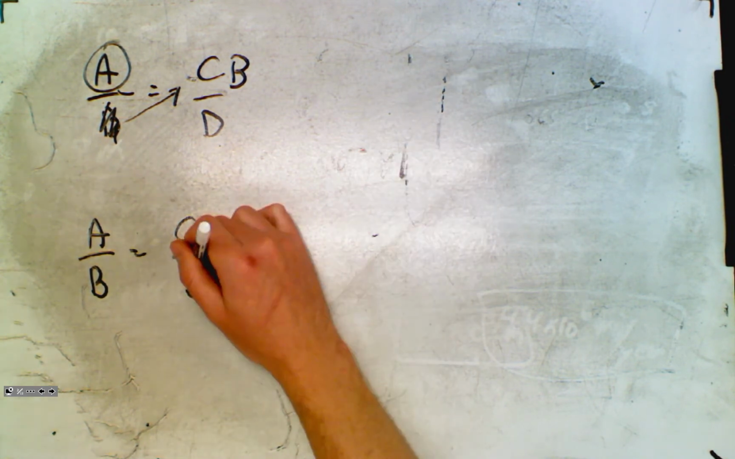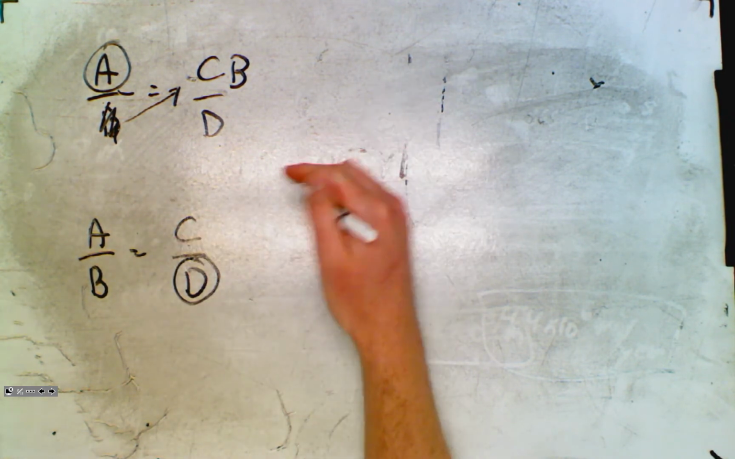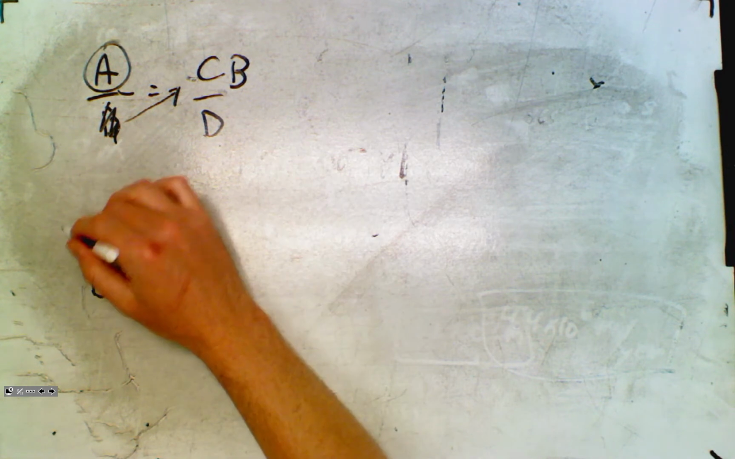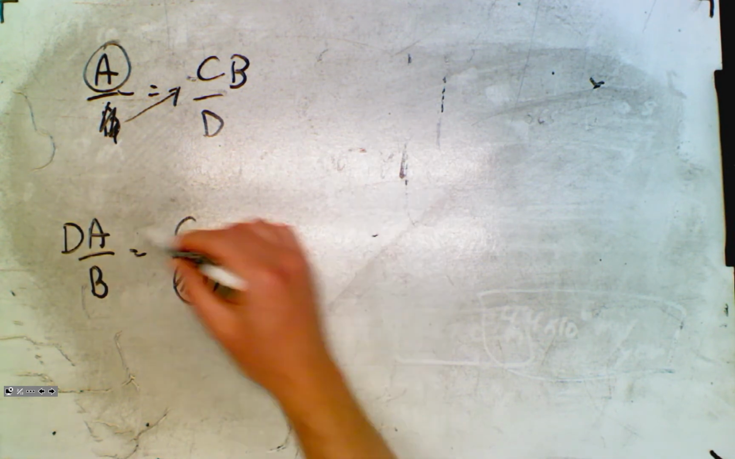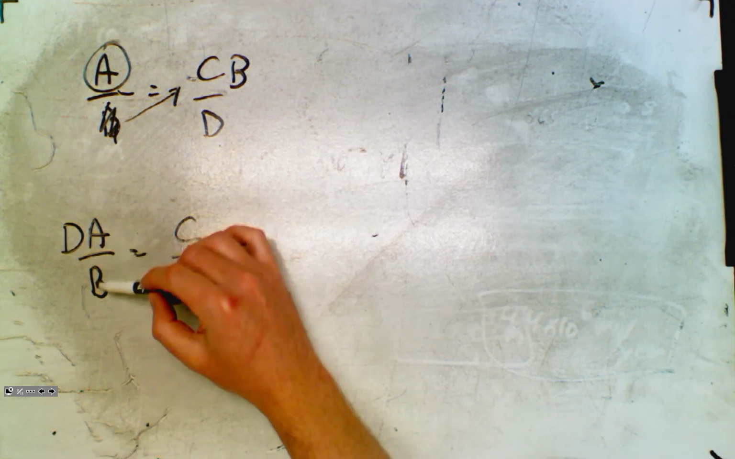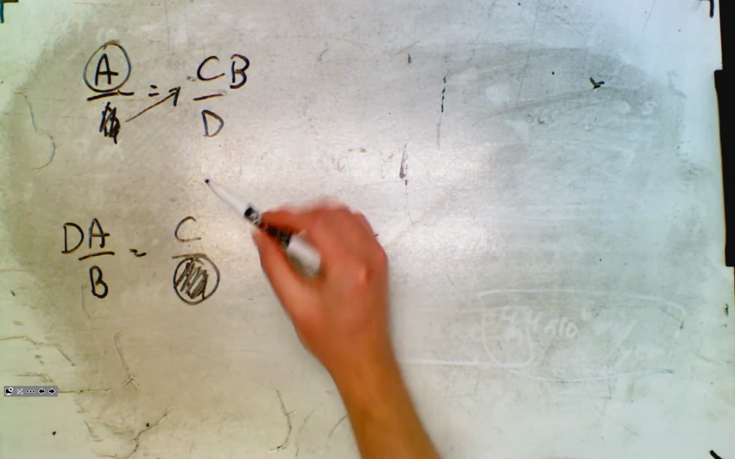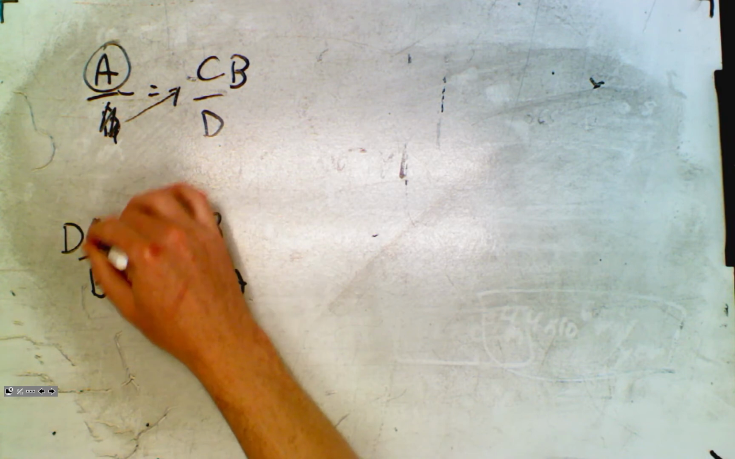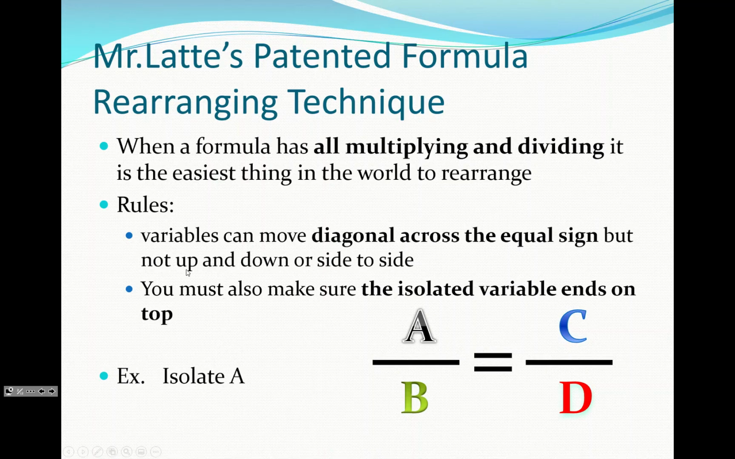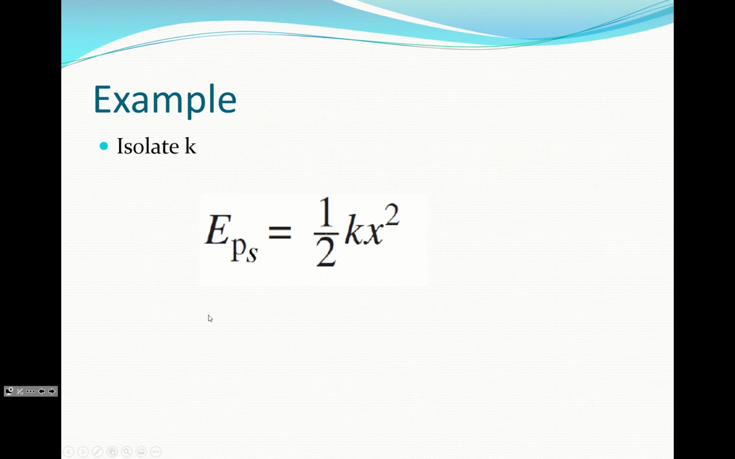The other one that we have, a over b equals c over d. If we want to isolate d, we have to follow that other rule. Because d is on the bottom, the first thing you have to do is make sure d is on top. Now that we have d on top, we have to get rid of a and b. So b can move diagonally beside c, and a can move diagonally down there, and it's rearranged. That's how you rearrange equations with all multiplying and dividing in it. Really easy.